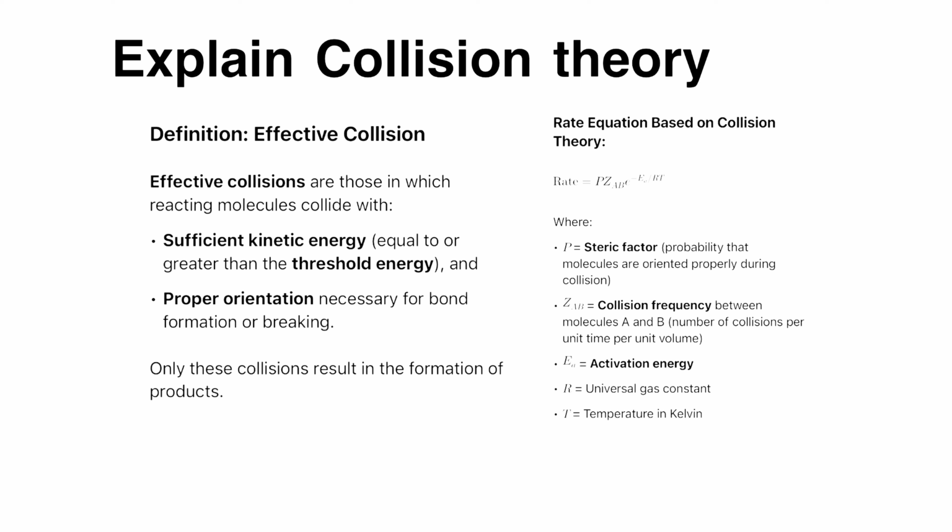According to collision theory, the equation for rate is modified like this. Rate is equal to P, where P is the steric factor, ZAB is the collision frequency, then e raised to minus EA by RT. You know this, right? Boltzmann factor. That's it.